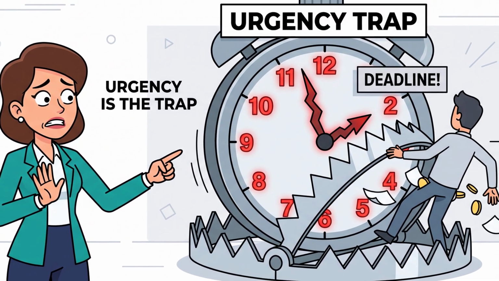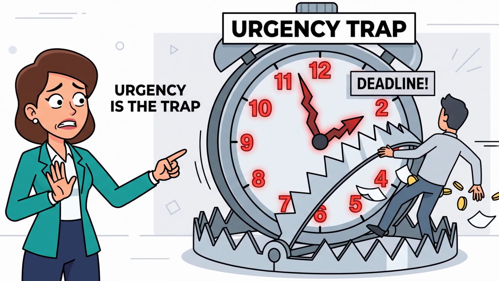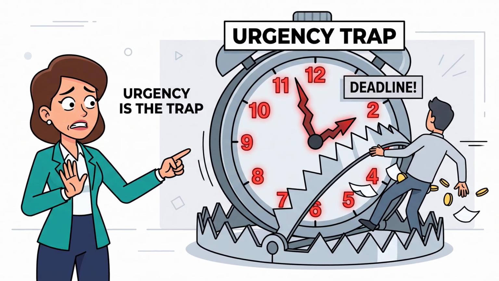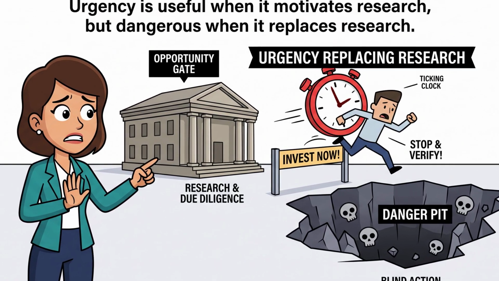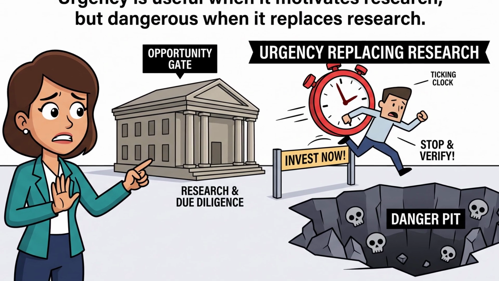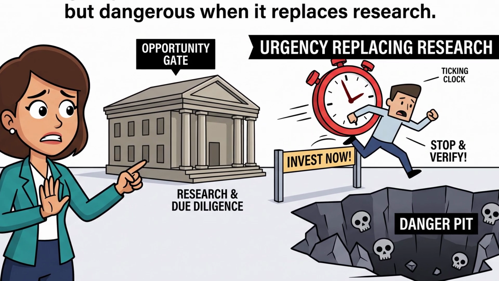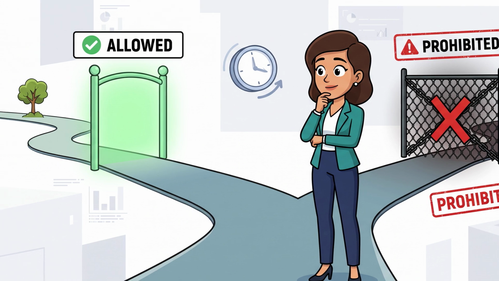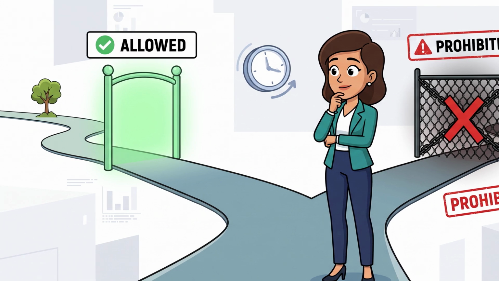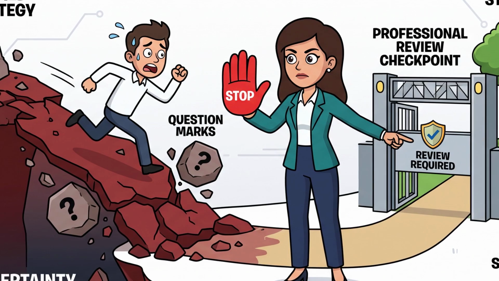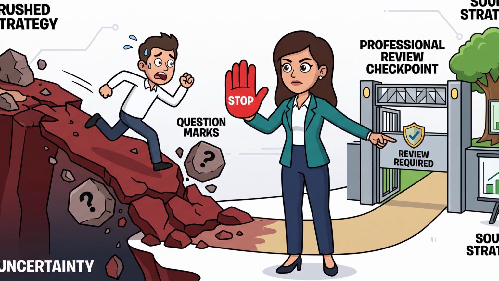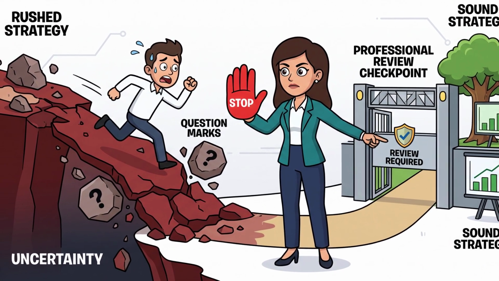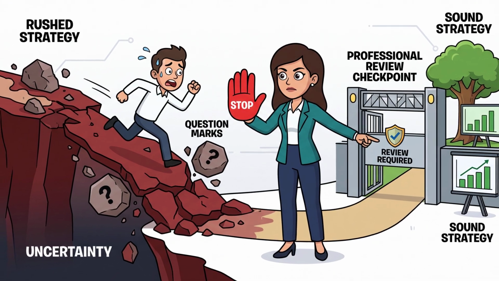People often hear about a loophole, deadline, exception, account feature, or tax advantage and feel as if they need to act immediately before the chance disappears. Urgency is useful when it motivates research, but dangerous when it replaces research. The right response is to slow the decision down just enough to map the rule. What is allowed? What is prohibited? What is uncertain? What professional should review it? A strategy that cannot survive careful questions is not a strategy worth rushing into.